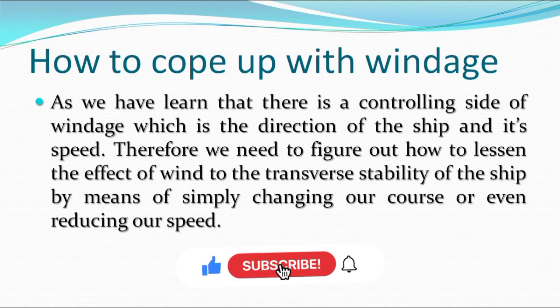As we have learned, there is a controlling side of the windage based on the factors that we have enumerated and discussed a little: the direction of the ship and its speed. We can control the direction, the course of the ship, as well as its speed. Therefore, we need to figure out how to lessen the effect of wind on the transverse stability of the ship by simply changing our course or even reducing our speed.